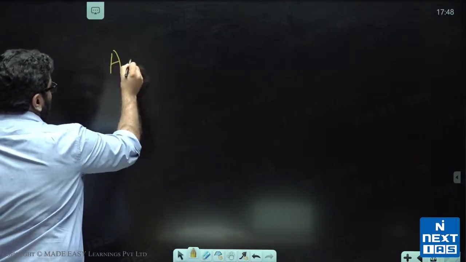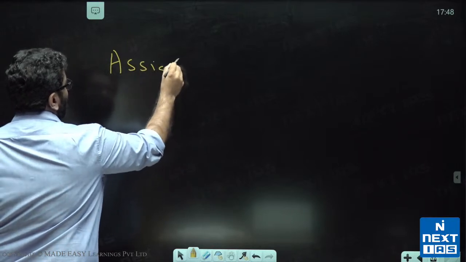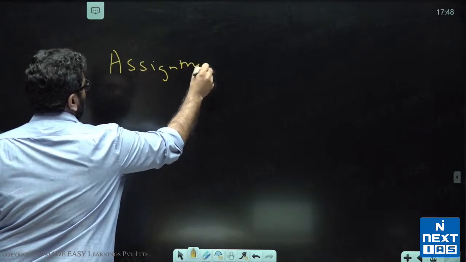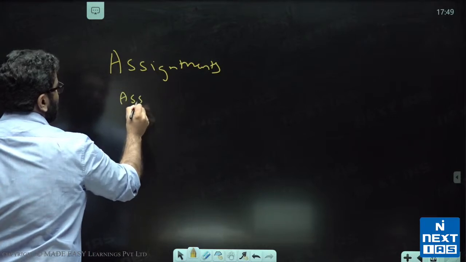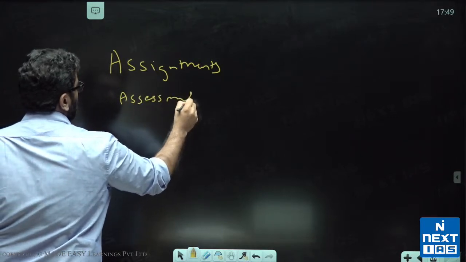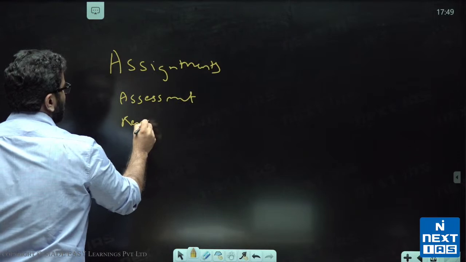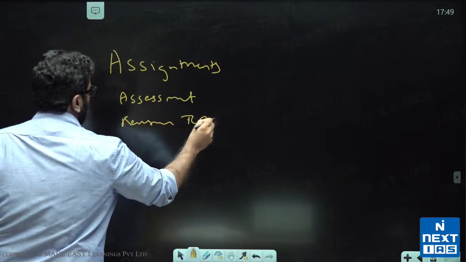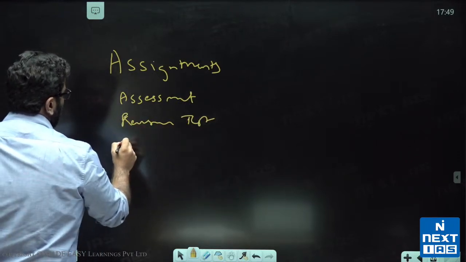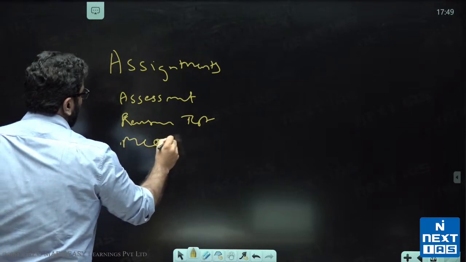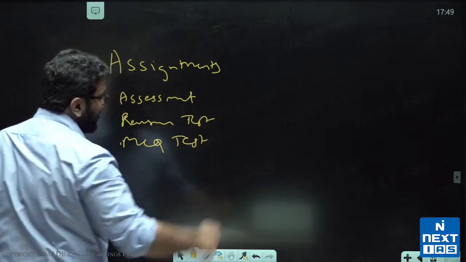We have assignments, we have assessment tests, we have revision tests, we have MCQ or preliminary tests. These are some of the important words that you will come across.